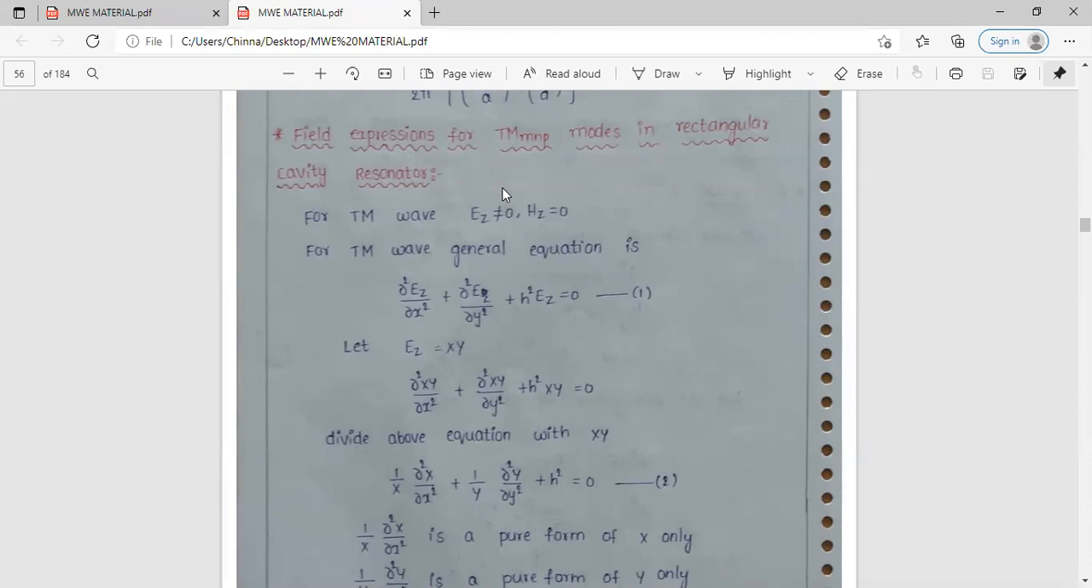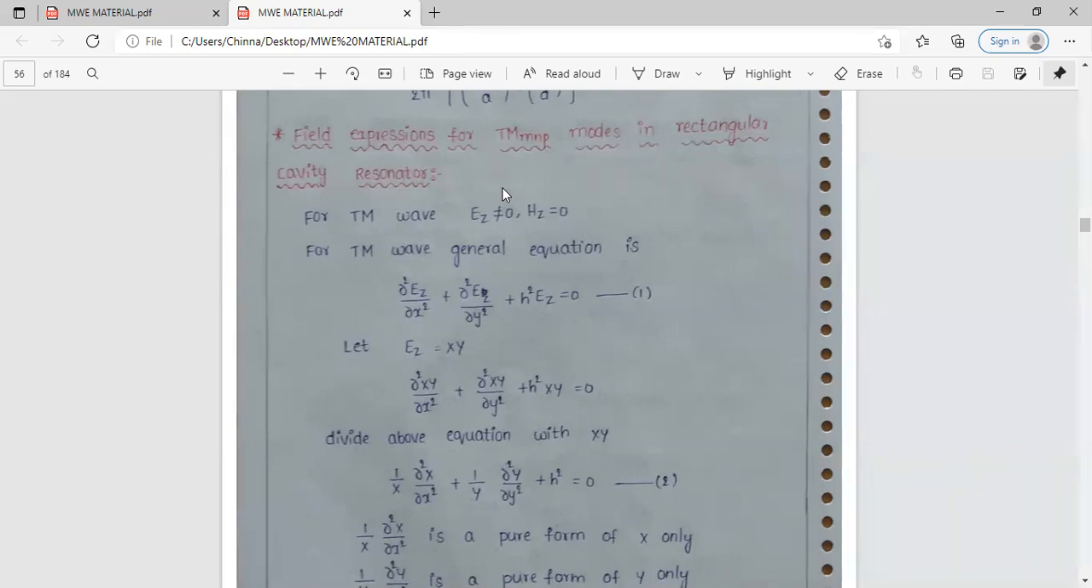So here Ez is not equal to 0. For a TM wave, we have the wave equation: dou square by dou x square Ez plus dou square by dou y square Ez plus h square Ez is equal to 0. That is equation number 1.